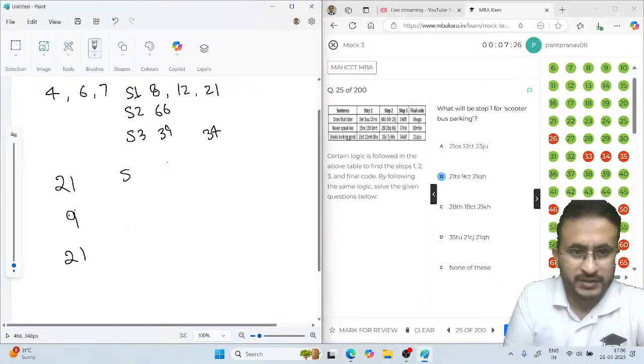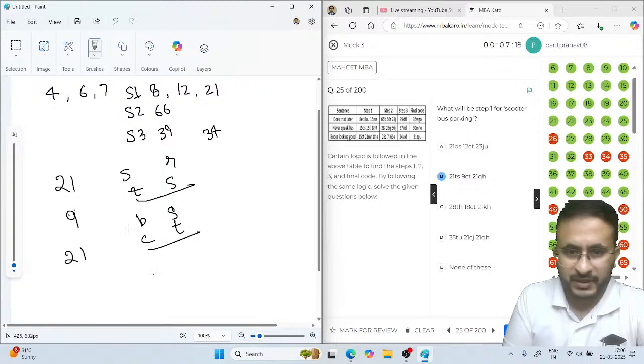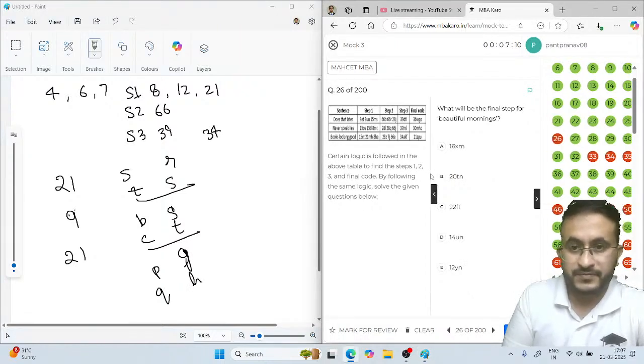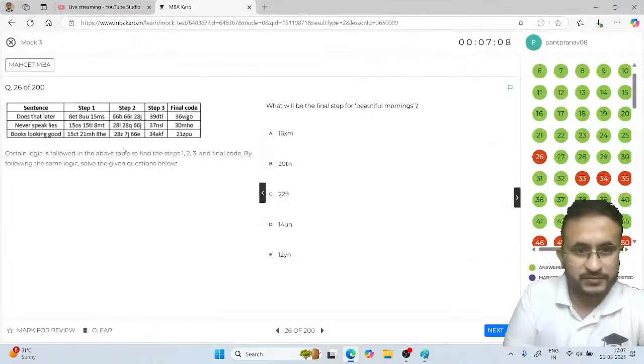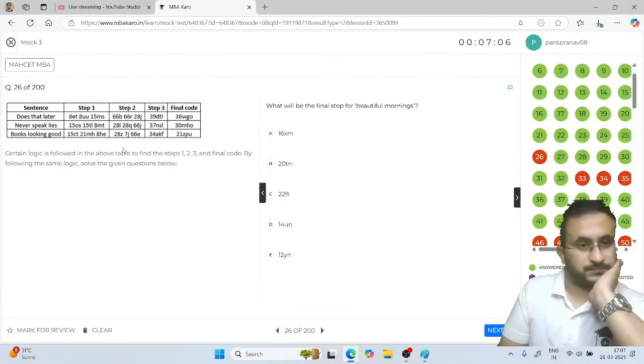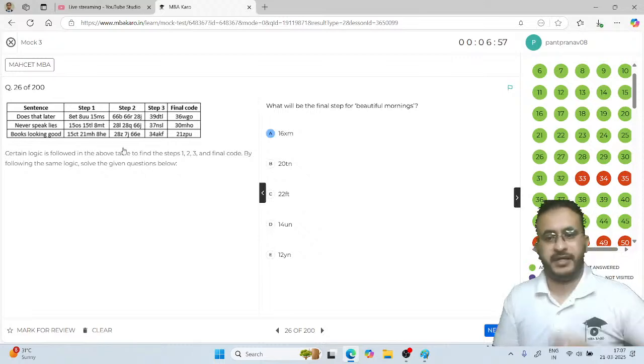Scooter SR, that will be T and S. Bus B and S, that will be C and T. And parking P and G, that will be Q and H. So yeah, that makes sense. Beautiful mornings. Just randomly mark it.